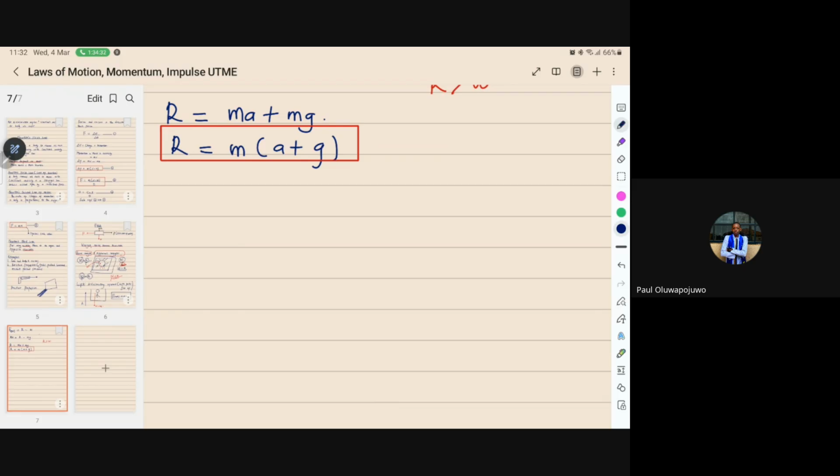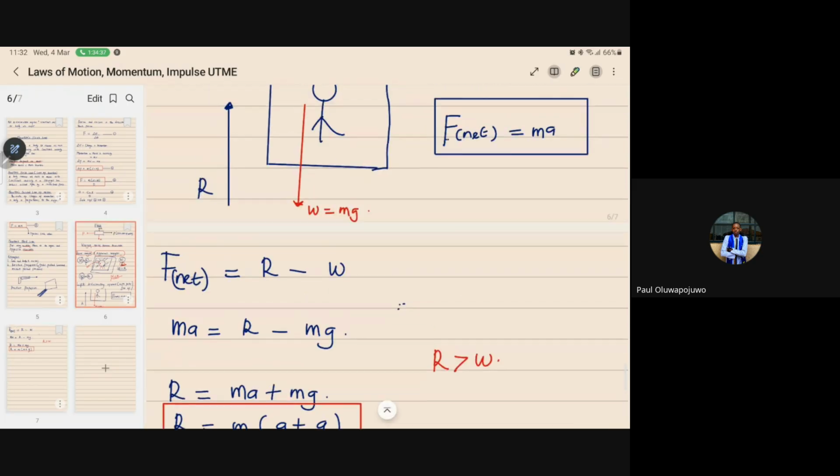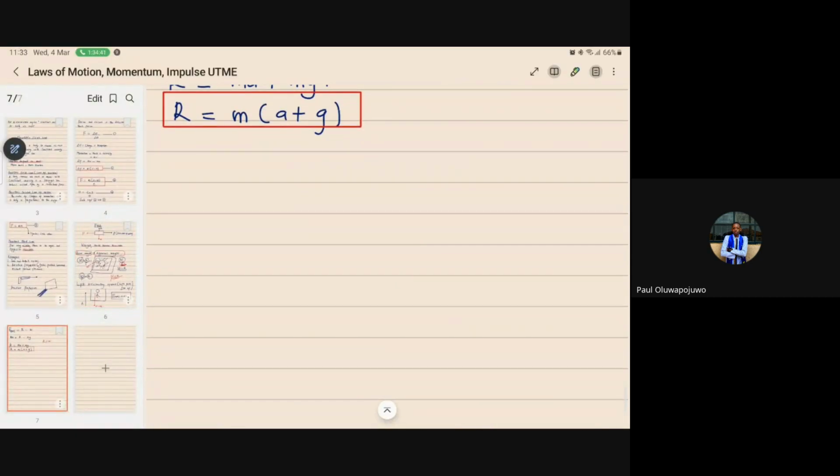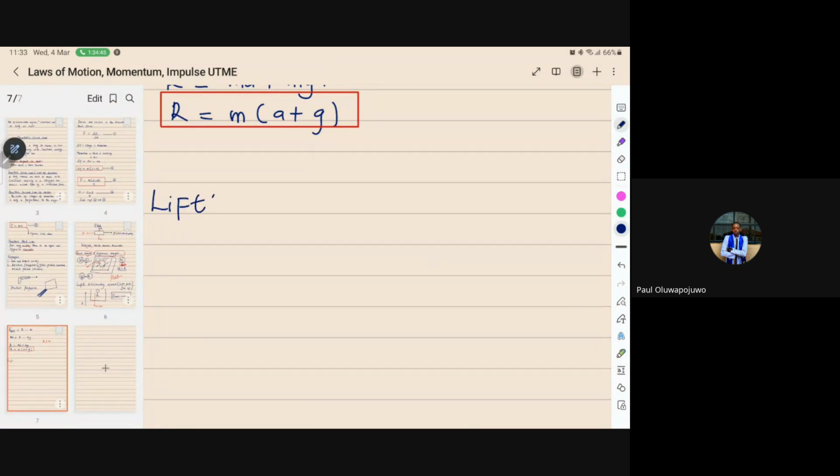All right. So let's proceed. Now, the second case, we've looked at a case where the lift is accelerating upward, right? So let's look at another case where the lift is going downward, accelerating.